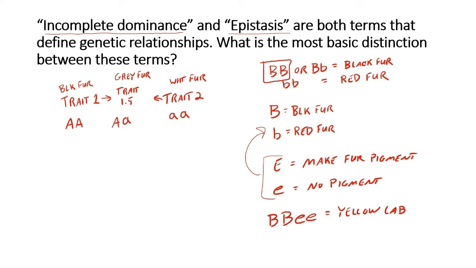So, back to the question. What is the most basic distinction between these terms? I would say the most fundamental distinction is that incomplete dominance deals with the relationship of a single family of alleles, a single type of gene, a single locus of genes. Whereas epistasis deals with multiple loci of genes, two different families of alleles, two different genes affecting each other.